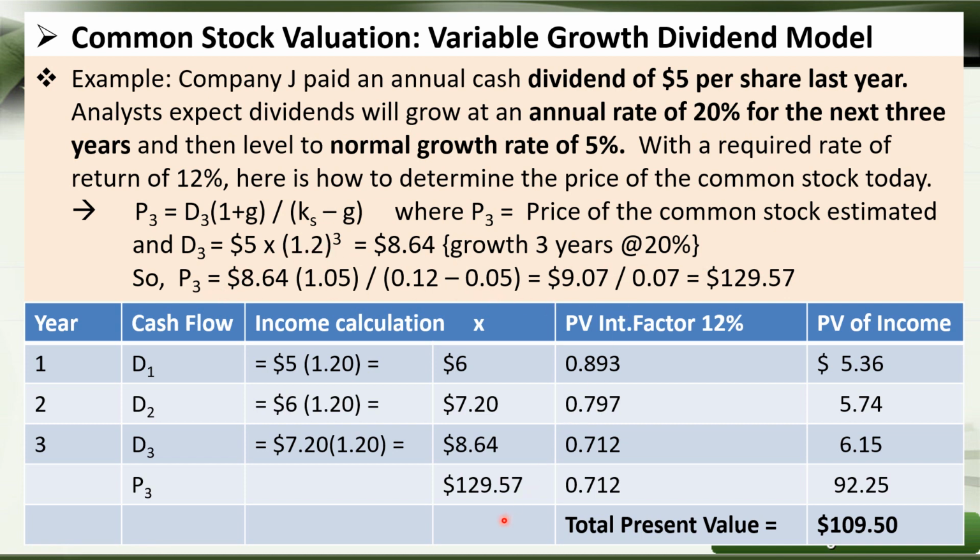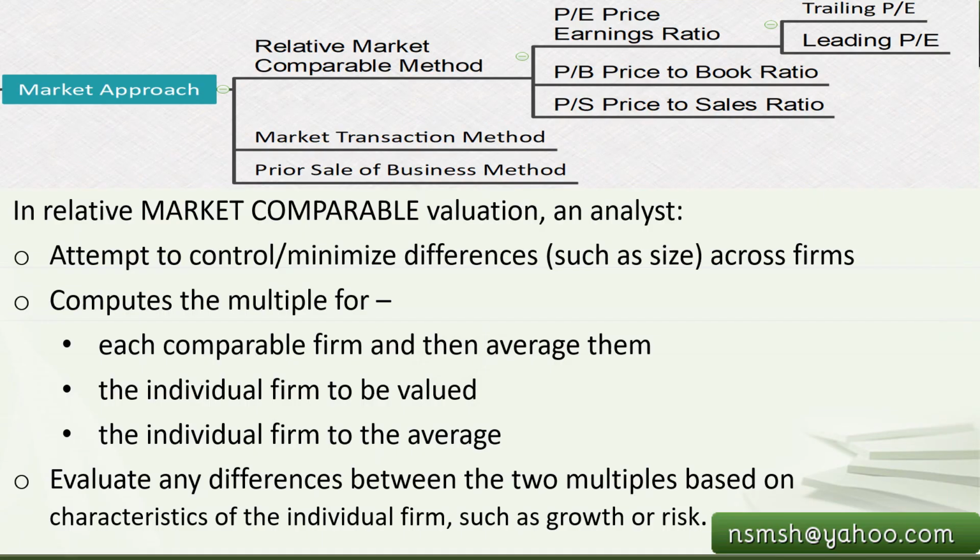For that value, the present value is taken using the third year's present value table rate. So all the present value of the three years of dividend cash flow plus the final cash flow, which is 92.25 at present value, gives a total present value of $109.50 for the share. So this is the variable growth dividend model example.